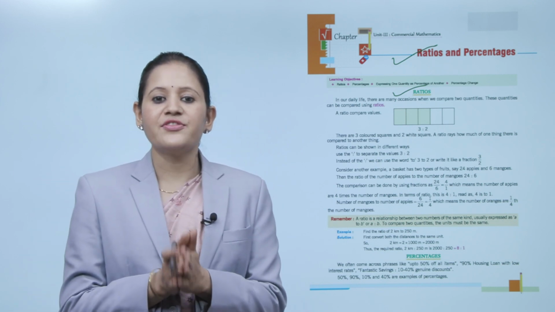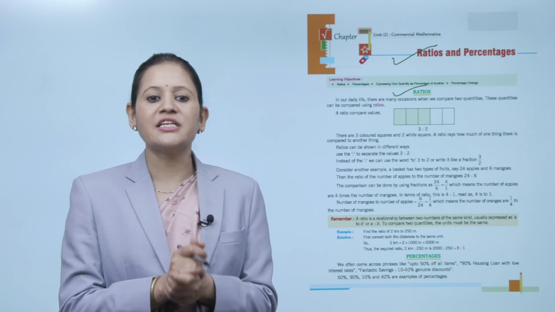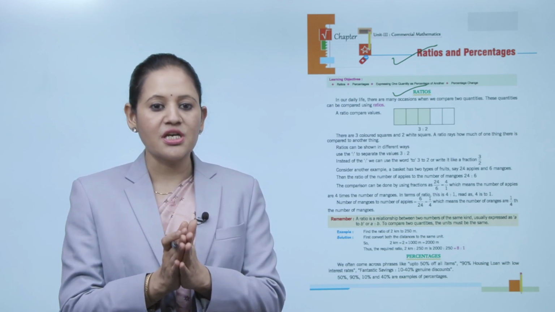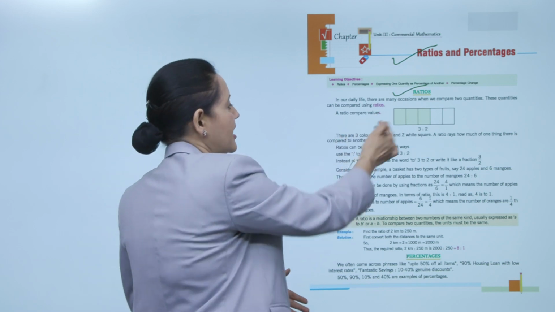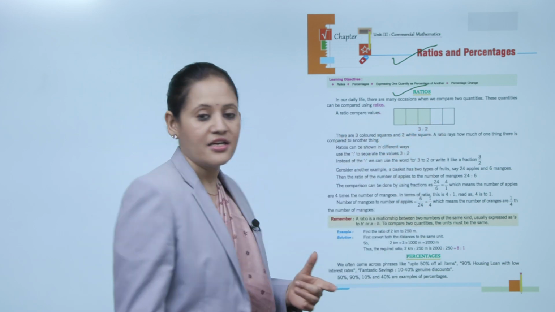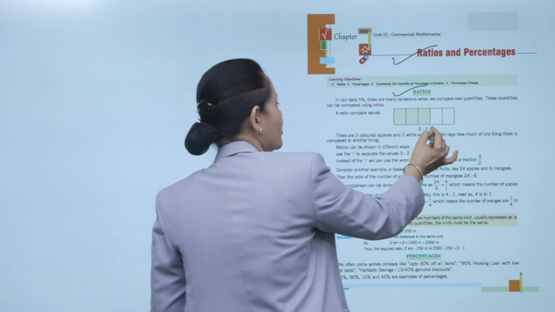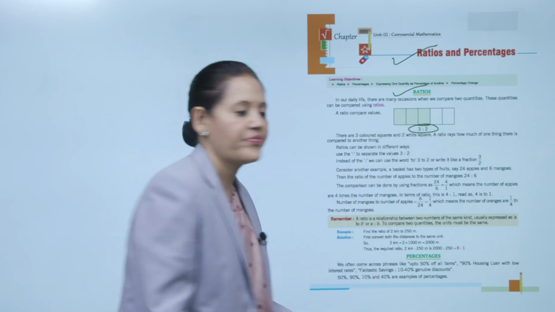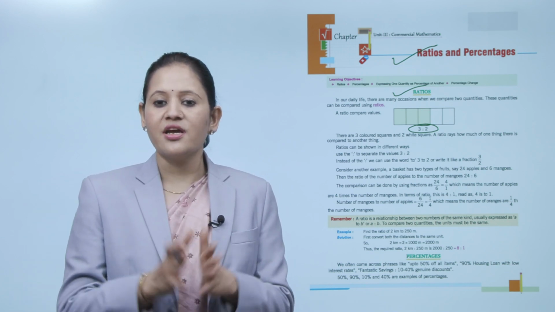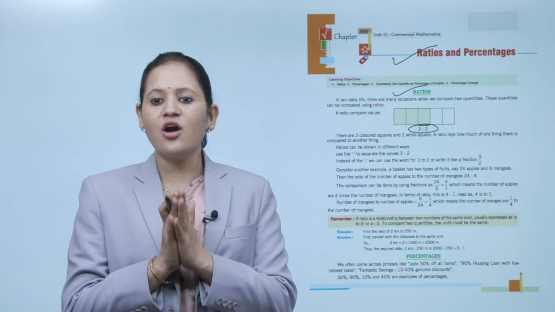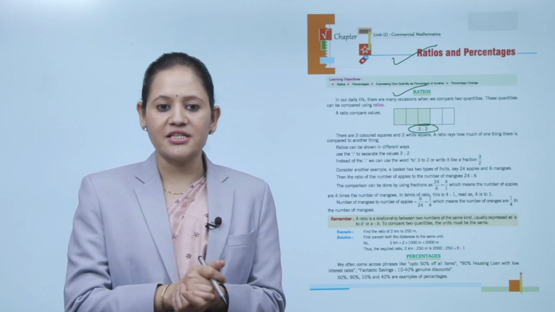In our daily life, there are many occasions when we compare two quantities. These quantities can be compared using ratios. A ratio compares values. Here, the shaded part is 3 and the unshaded, that is white, is 2. So the ratio is 3:2. There are 3 colored squares and 2 white squares. A ratio tells how much of one thing there is compared to another thing.